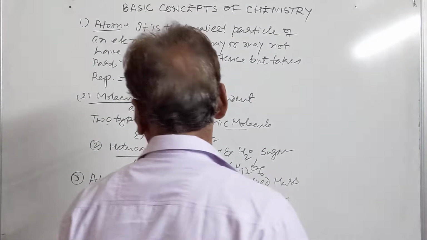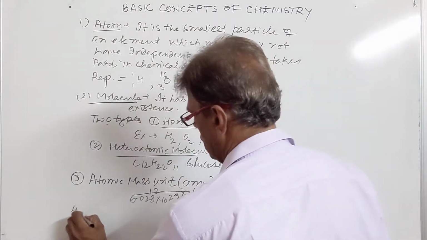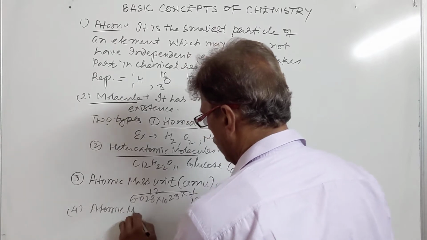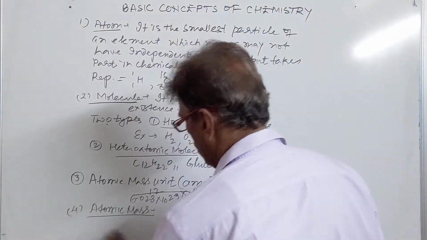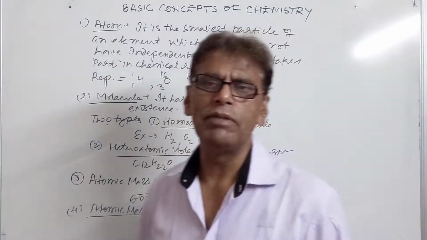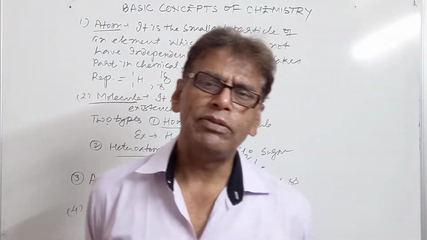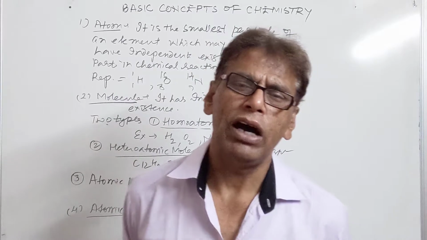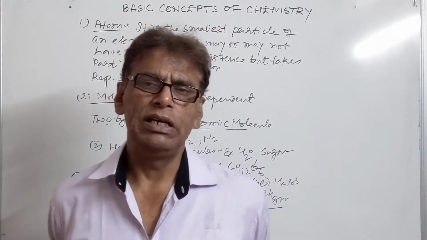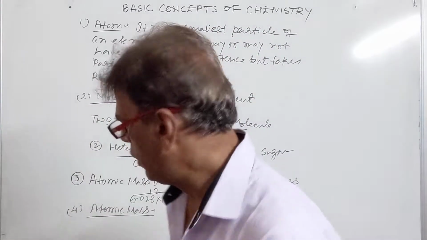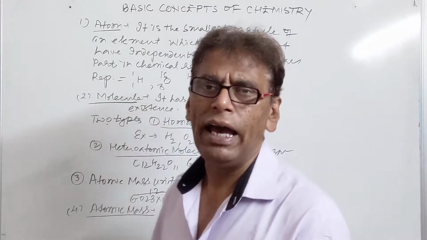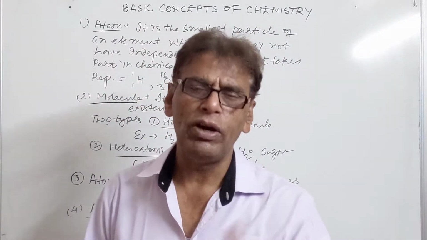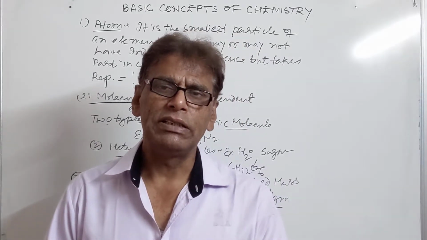Then we have the different masses of atoms. They are expressed on the scale of atomic mass. Now what is atomic mass of an element? It is the number of times an atom of an element is heavier than 1/12 of the mass of carbon atom. Or there is a second definition for atomic mass. It is the average relative mass of an atom of an element as compared to an atom of carbon which is taken as 12.